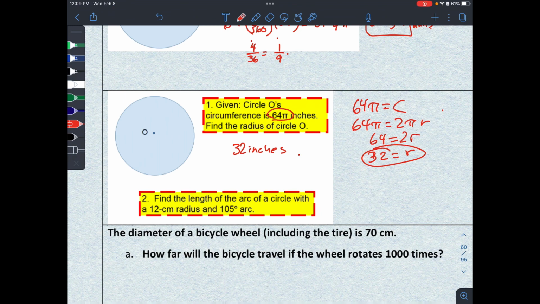Then I want to find the length of the arc of a circle with a 12 centimeter radius and a 105 degree arc. Kind of important here.